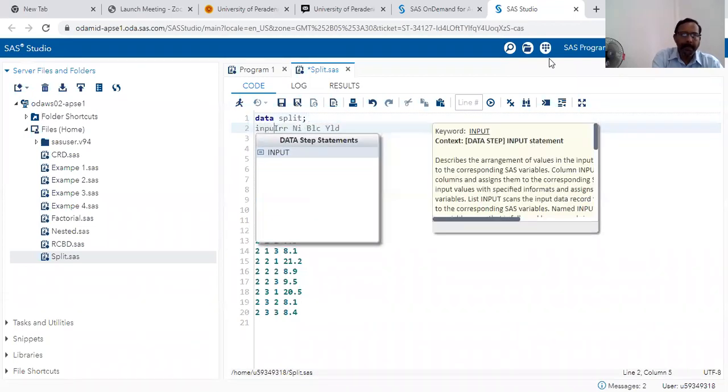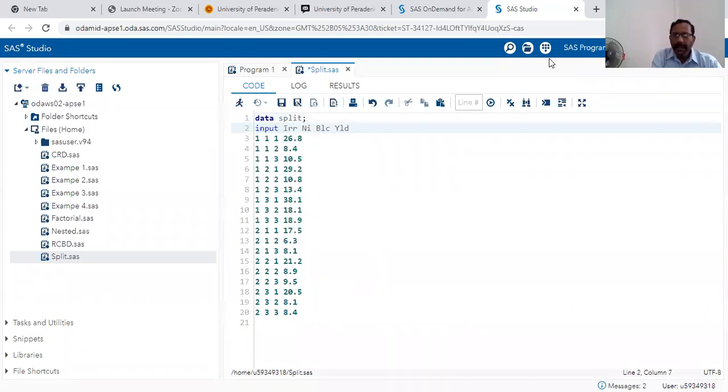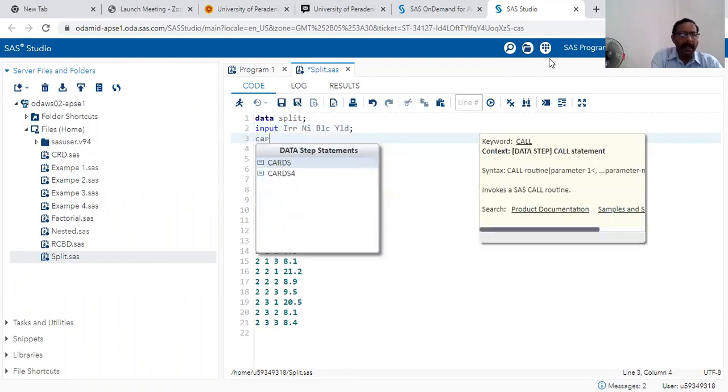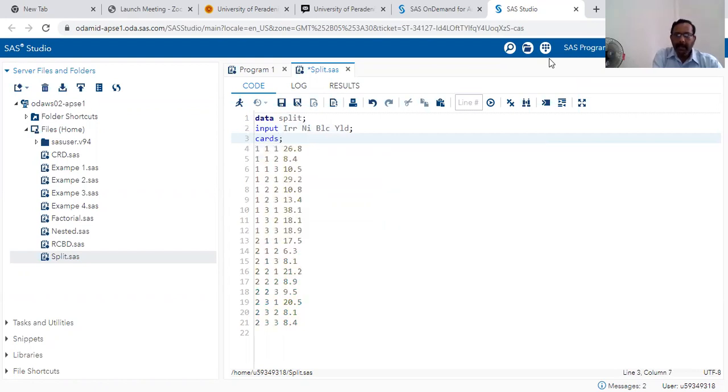Input irrigation. I put IRR, nitrogen NI, block BLC, and the yield. So this is the example that we came across in our practical or theory class, right? So write down as such: data irrigation, I double nitrogen level. If you can remember, 0 nitrogen, 15 kilogram and 30 kilogram, if I can remember.